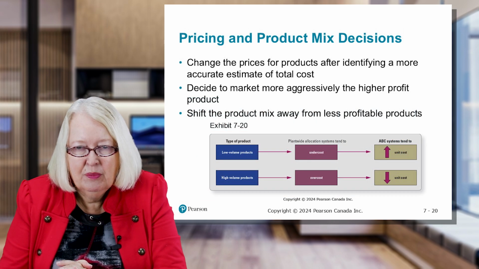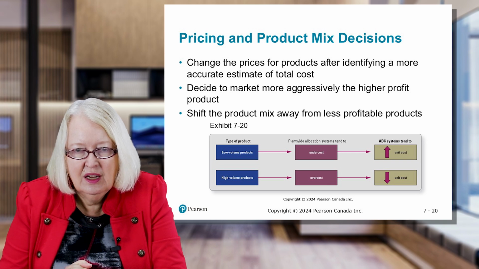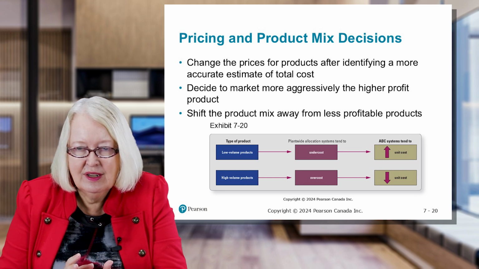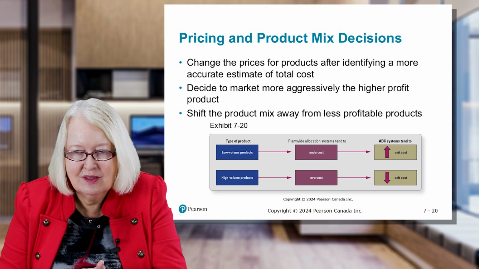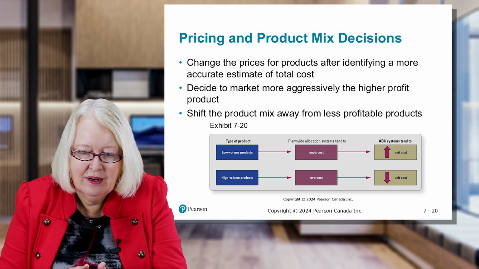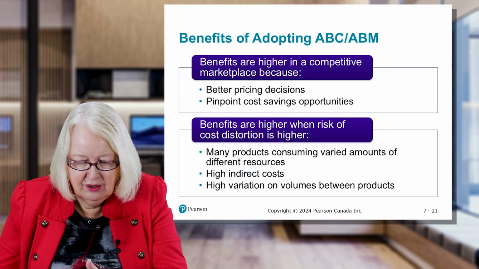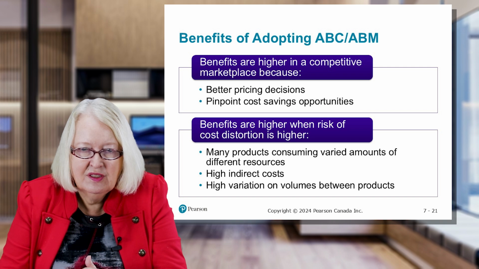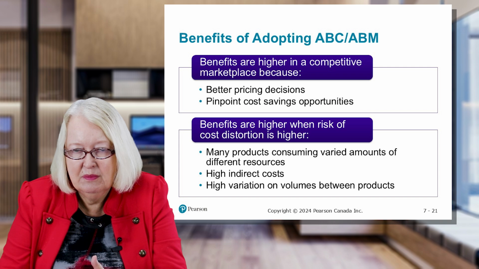When you're looking at your pricing and product decisions, oftentimes you'll end up changing the prices after you've identified the most accurate estimate of the cost. You might decide to be more aggressive in marketing your higher profit products, and you might shift your product mix away from the less profitable products. So when you are looking at implementing an activity-based costing system, the benefits are usually higher if you're operating in a very competitive environment, because it helps you make better pricing decisions and you can pinpoint some cost-saving opportunities.